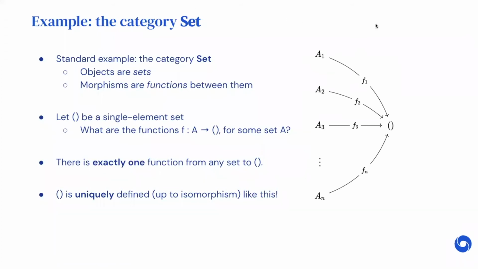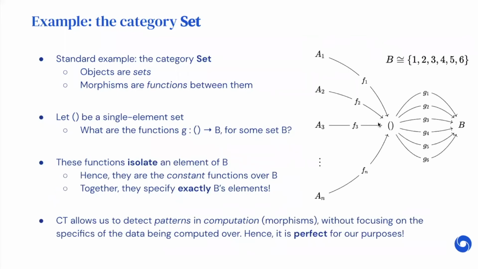And the amazing thing happens now. When I have a single element set and I know what it is, can I talk about the arrows from that set to another set? Because a single element set only has one element, every single function from it to some other set isolates one element from that other set, right? It's what we call a constant function. So if I have a set B that has 6 elements, 1, 2, 3, 4, 5, 6, there are going to be exactly 6 morphisms from the unit to that set.